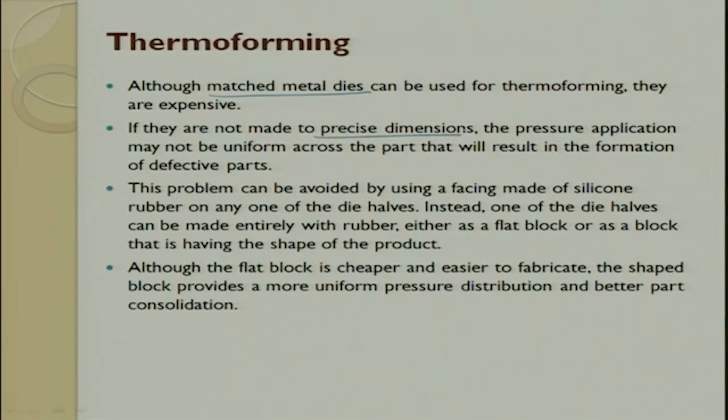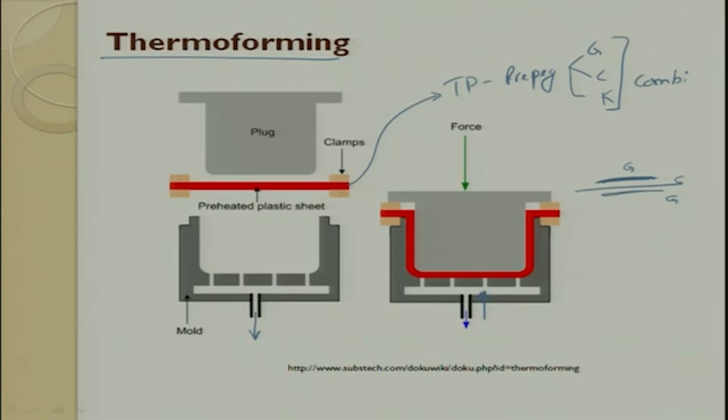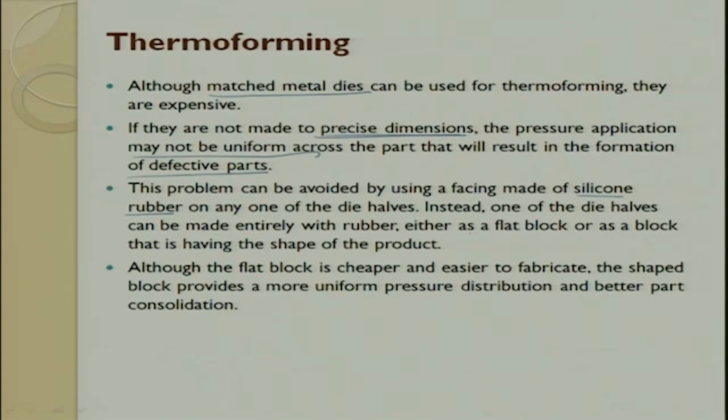If it is not made very precisely, the pressure application is not uniform, and it can lead to defects. If the pressure distribution is not uniform, then you can have defective parts. So, in order to have a proper consolidation, we would try to have a silicon rubber pad kept on top of this metal die.